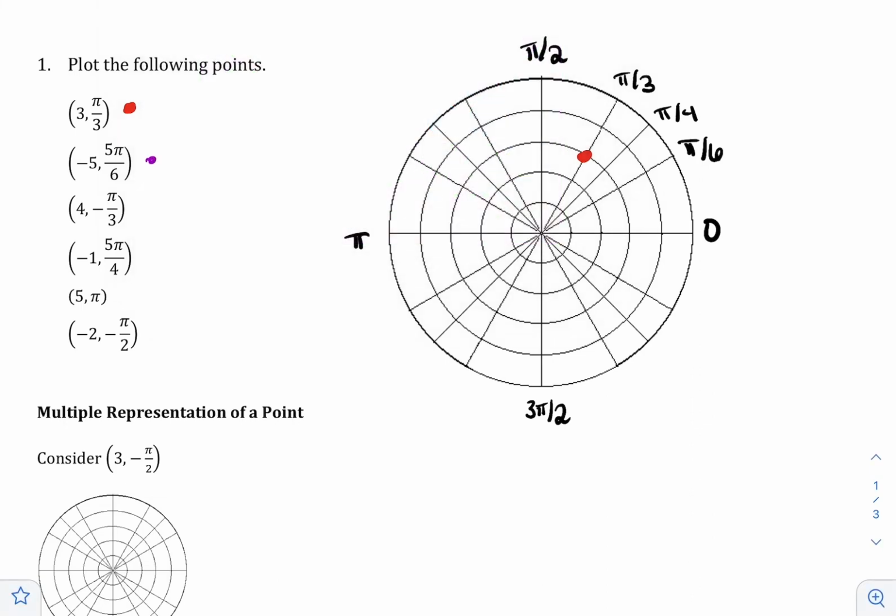Okay, the next one. Now the r is negative. What does that mean? Okay, we're still going to go first to the angle. So 5 pi over 6 is the angle in quadrant 2.